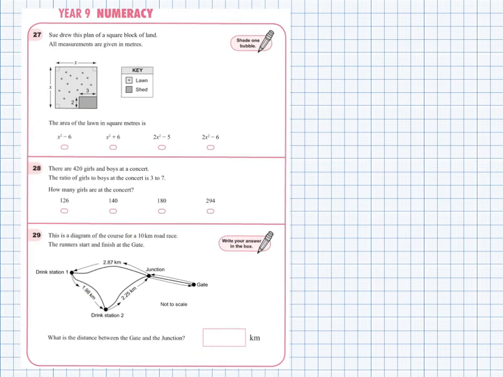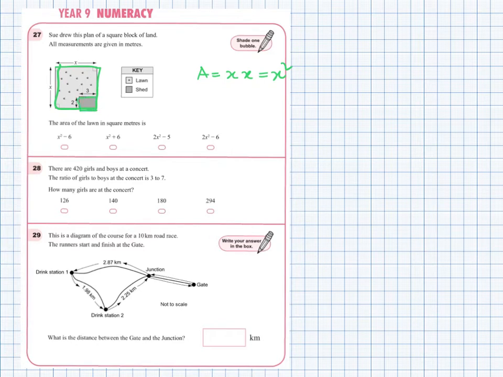Sue drew this plan of a square block of land. All measurements are given in meters, and we do have the area of all of it. This is the area of the lawn in square meters. So this is the shed. We just want to know the lawn, but in order to find that, we have to calculate the area of all of this. That's going to be x times x, which is x to the power of 2. So that would be all of that. Now, there's a small part here that we're going to take away.